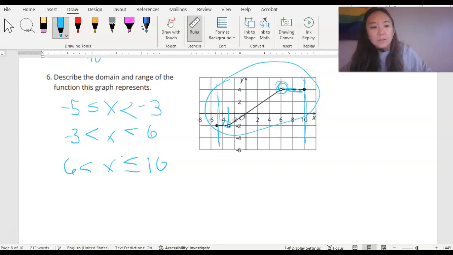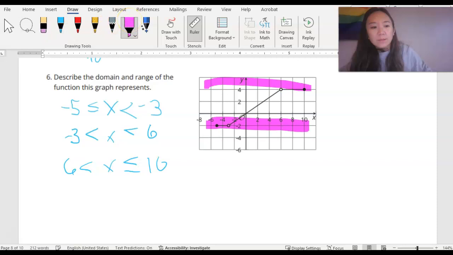And then the range, our y values, are ranging from here to here. And notice here, there is a space here, right? But there are other points that equal 4 here. Same thing, there's a space where the circle is, but there are other points that equal negative 2. So y here is going to be less than or equal to 4 because there are places where y equals 4 and greater than or equal to negative 2 because again, there are places where it equals negative 2. And then all those spaces in between are on this line.